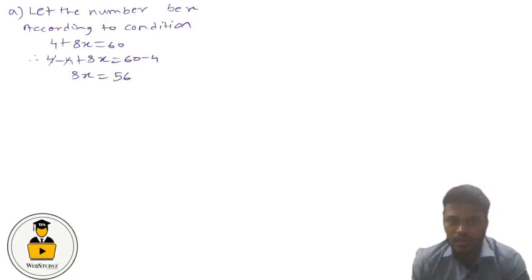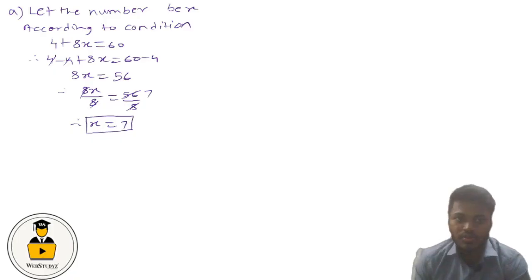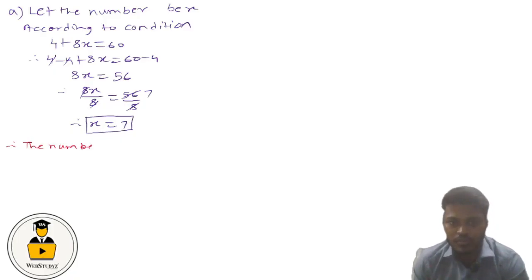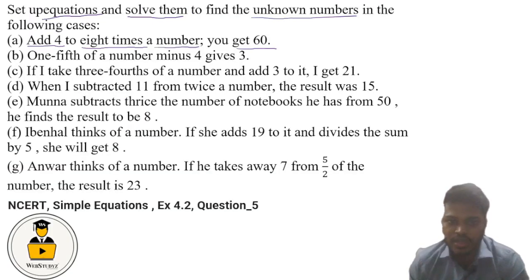Now in order to get the value of x, we will divide by 8 on both the sides. So we will get 8x divided by 8 equals 56 divided by 8. Now 8 will get cancelled and we know that 8 sevens are 56. So the value of x comes out to be 7. Now x is nothing but our number. So therefore we can say that the number is 7.